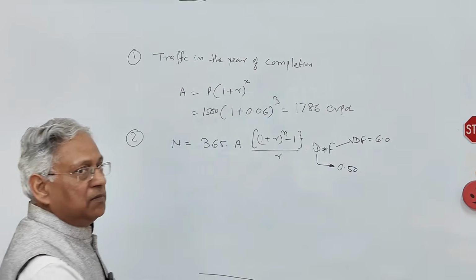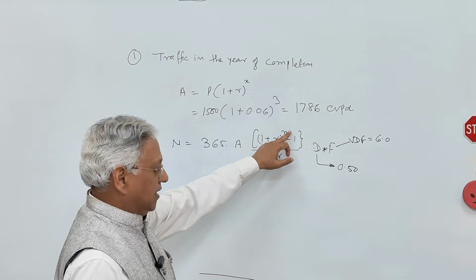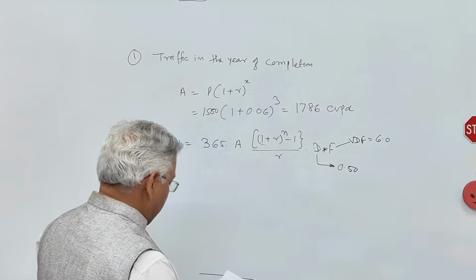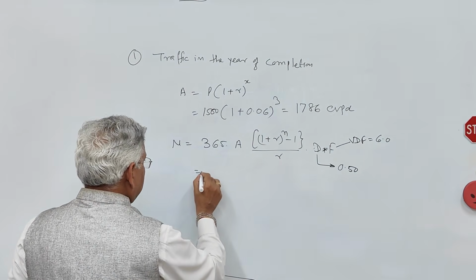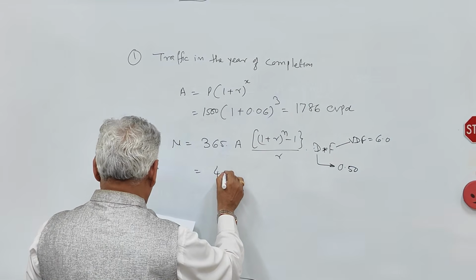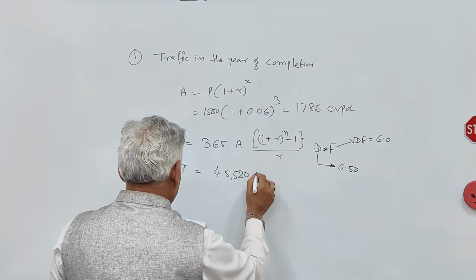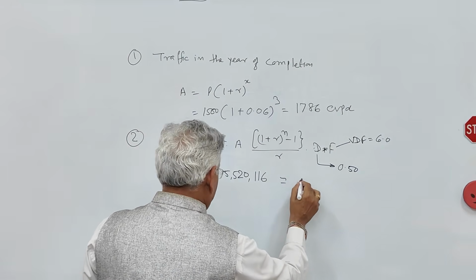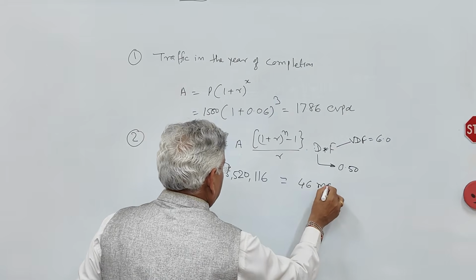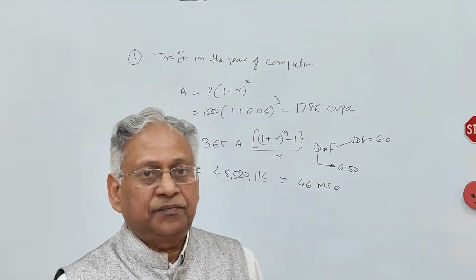So you know all these parameters: A is 1786, R is 0.06, n is 15 years, D is 0.5, and F is 6. So this is coming to 45,520,116, or you can say 46 MSA, million standard axles. This is the design traffic.